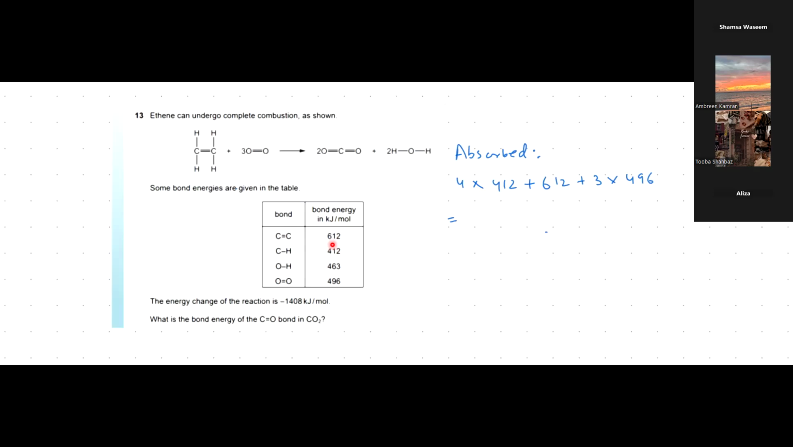4 multiplied by 412, and so on, coming to 3,748.